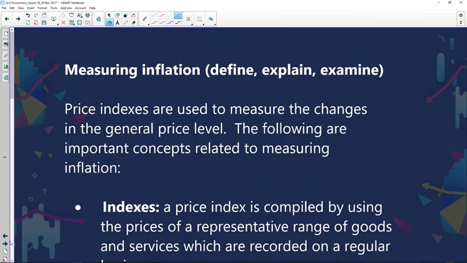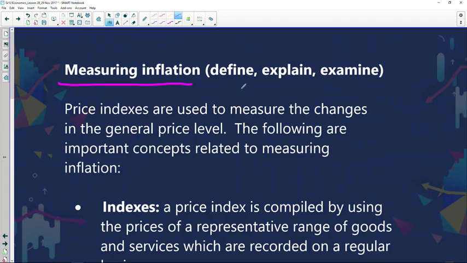Right, now that we've gone over those important concepts, it's time that we now do some application of the important concepts that we have just mentioned. So we'll start off with measuring inflation. It's important that you are able to define, explain, and examine as well, because it is an important section in the paper. And also it's just a very important topic in general business conversation. In most cases, people often talk about inflation and the role that it plays in terms of economic growth and stability as well.